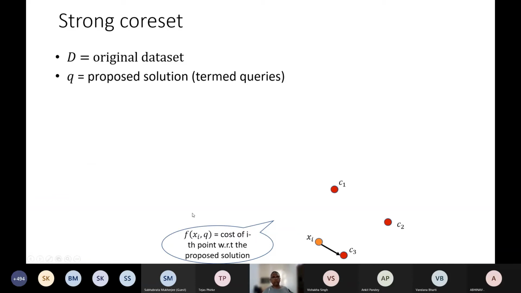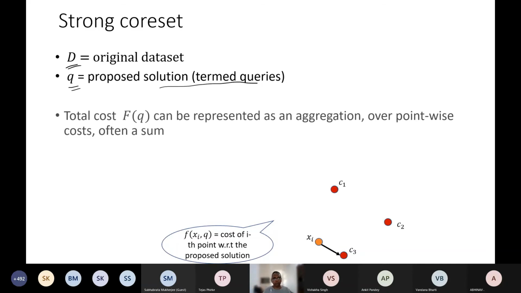So now we're defining what is a strong coreset. Now we are giving a formal definition. Suppose we have the original data point and suppose we have Q, which is a proposed solution. Remember, keep in your mind, proposed solution is basically k-means centers for k-means, the model for classification. These are all the proposed solutions.